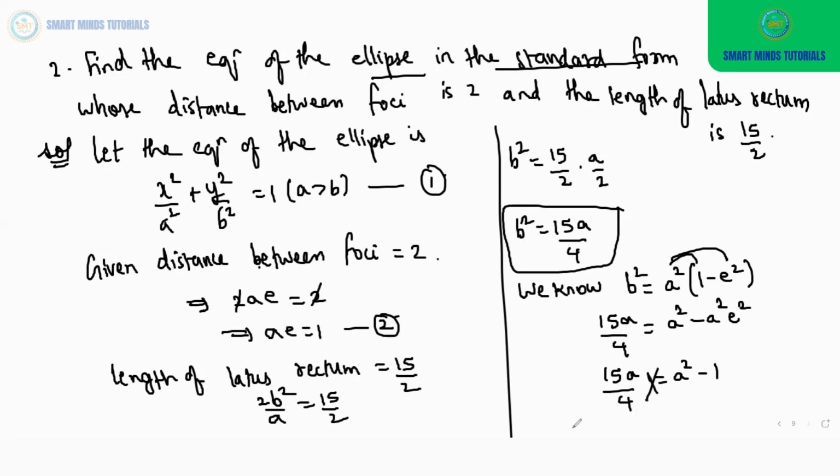Now you cross multiply. 15a is equal to 4a square minus 4. Take 15a this side. 4a square minus 15a minus 4 is 0. Now we need to factorize this.